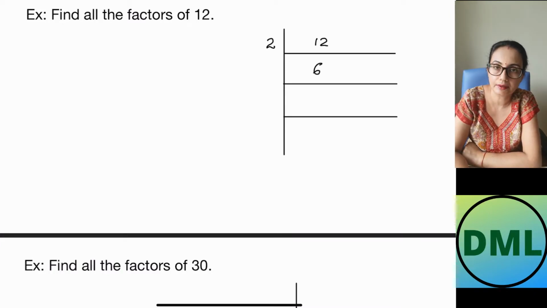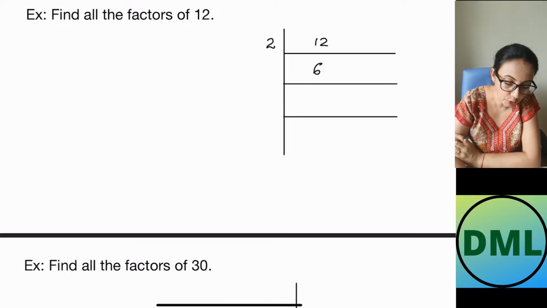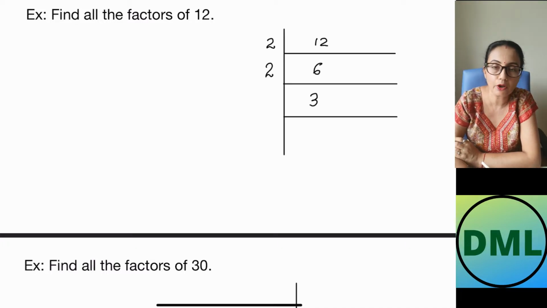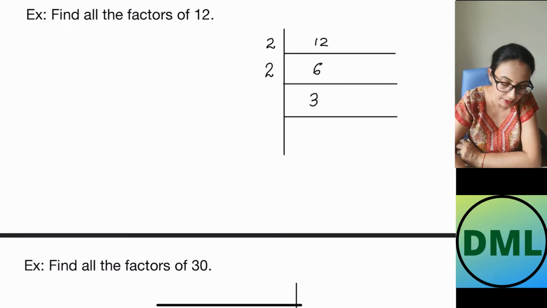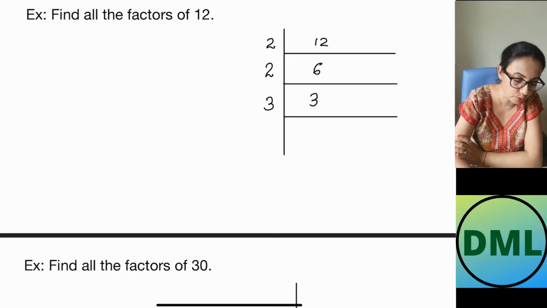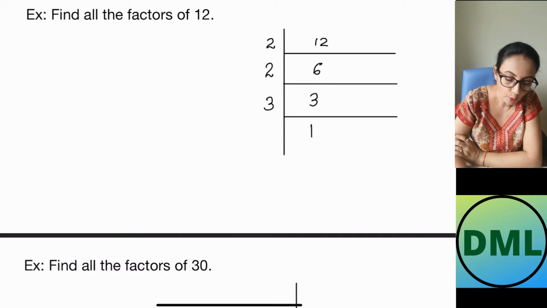6 is an even number which is divisible by 2. 2 will be written outside. 6 divided by 2 is 3. Let's write down 3. 3 is an odd number. The minimum odd number is 3, so it is divisible by 3. Let's write down 3 outside. 3 divided by 3 is 1. Let's write down 1 here.